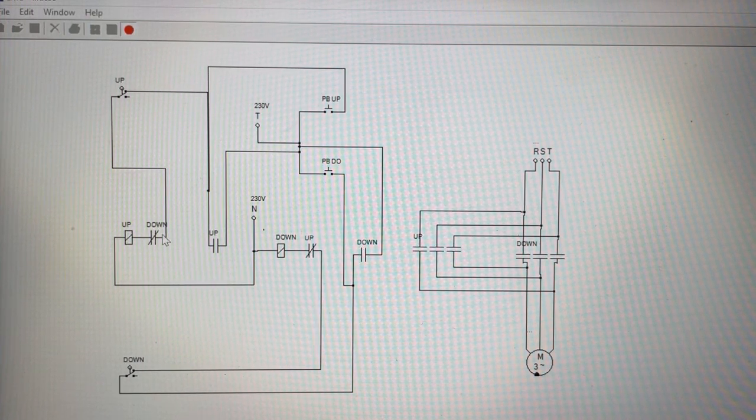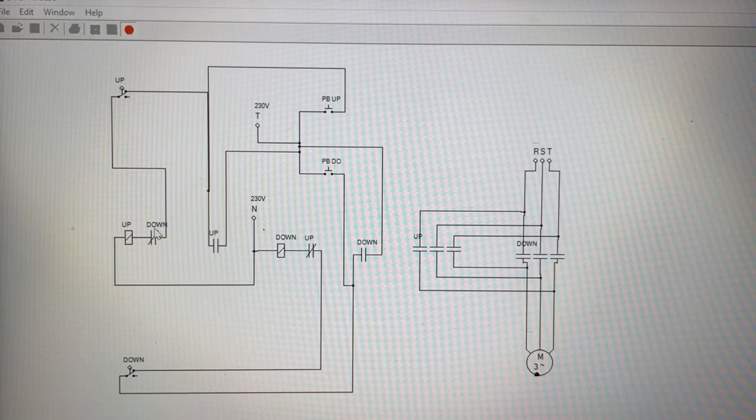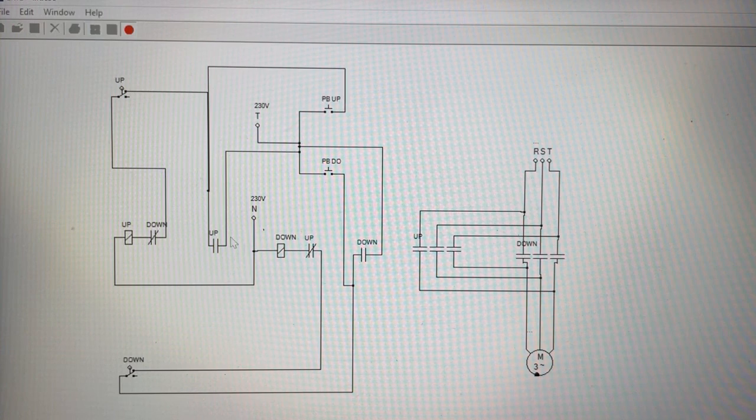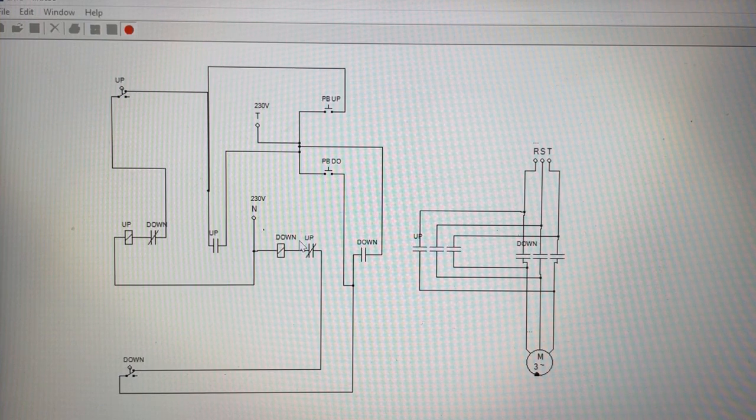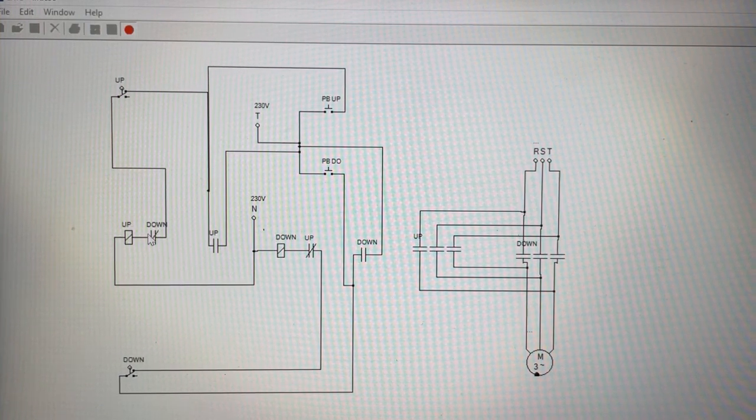Up direction contactor energizing through down NC contact, because if you are not using this normally closed contact, if someone presses the down push button, it can energize and both three phase supply can short circuit. So that's why I use for up relay, down NC contact, for down relay, up NC contact. So both the up and down contactors will not hold at the same time.